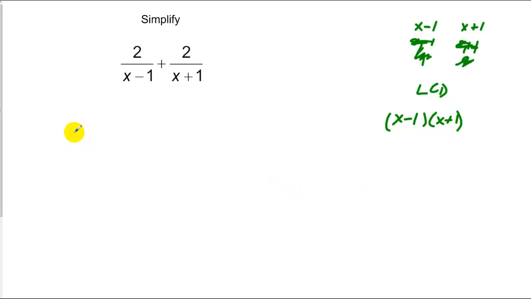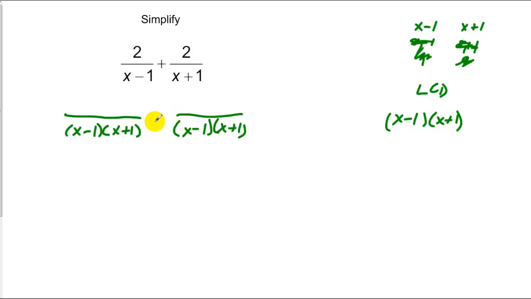So I will rewrite that as my new LCD. And I always do it twice, once for each term that I have. And then I, once again, go back and ask myself, how did I get from the original denominator to the new denominator by multiplying? This multiplied by an x plus 1, and the second term multiplied by an x minus 1.